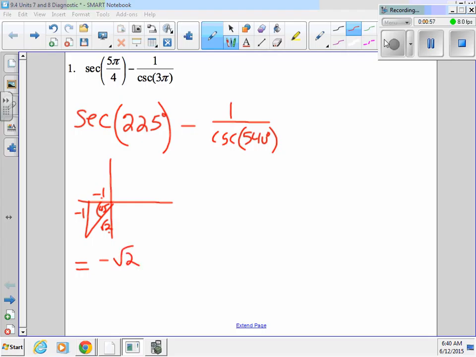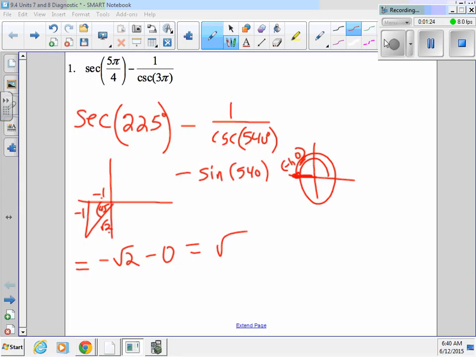Now, 1 over cosecant of 540 is just as good as sine of 540, and that's a little bit more familiar. 540 is 180, 360, and 540, so I end up here. I can use the unit circle concept where sine is the height, and cosine is the coheight, so sine of 540 is the height, which is 0 at that point, so we get negative radical 2.